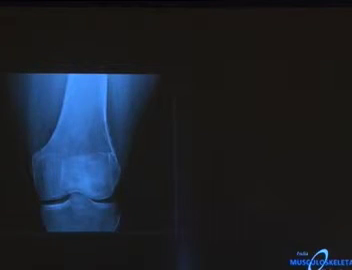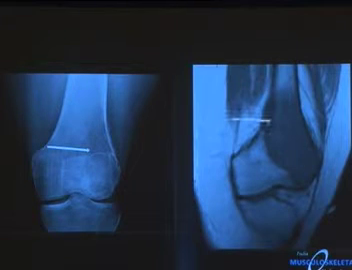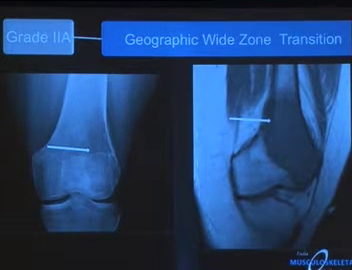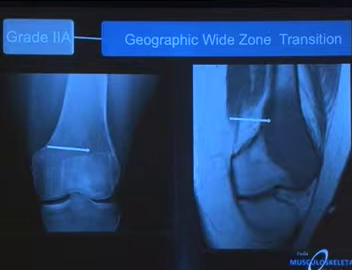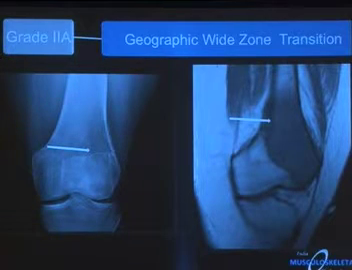Here's an example of a geographic lesion here. Where's that zone of transition? Does it end here? Does it end there? It's a pretty wide zone of transition, and you can see it comes all the way across the bone. So we would call that a 2A. This is actually a giant cell tumor. Again, one of the more rapidly growing benign neoplasms.